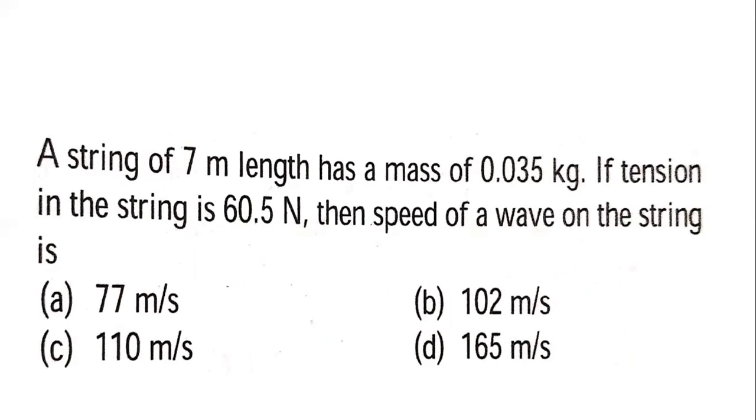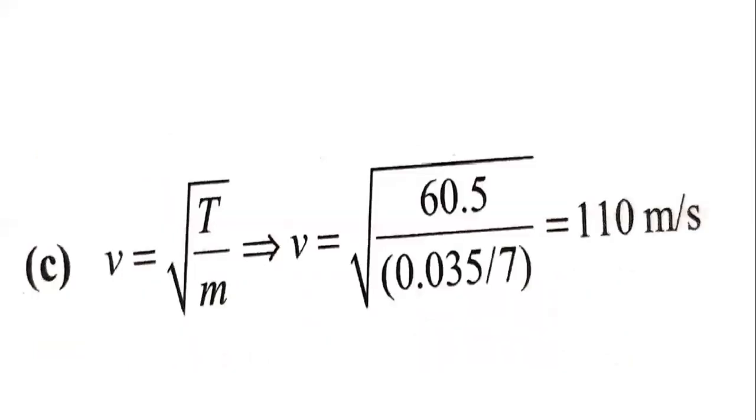So simple. We know the velocity of the waves on a stretched string is given by v is equal to root of tension divided by m, small m. Here note down a very important thing: small m is mass per unit length. Sometimes we call it the linear mass density or simply linear density.